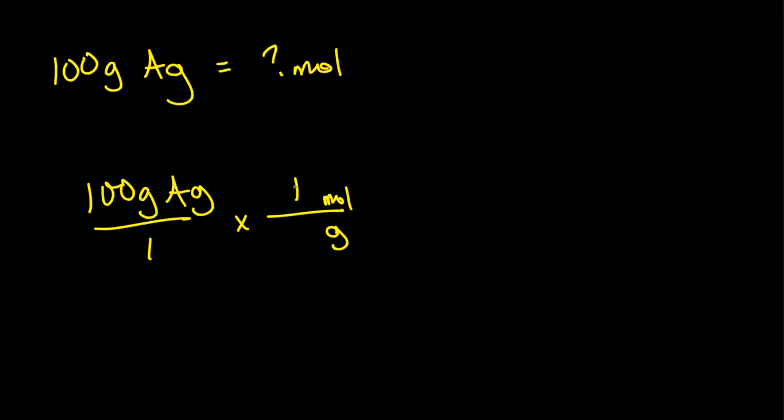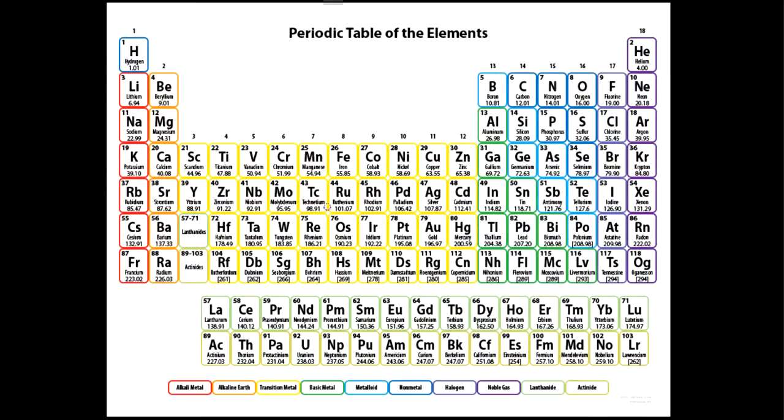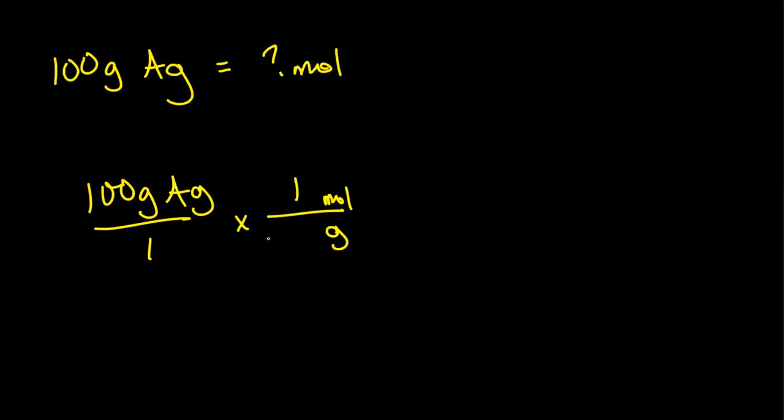Well, 1 mole of silver is how much? I need to find on my periodic table silver. So silver is 107.87 grams per mole. So I do 100 divided by 1 times 1 divided by 107.87, and I get 0.93 moles. And it's moles because this time grams cancels out, and that leaves us with moles of silver.